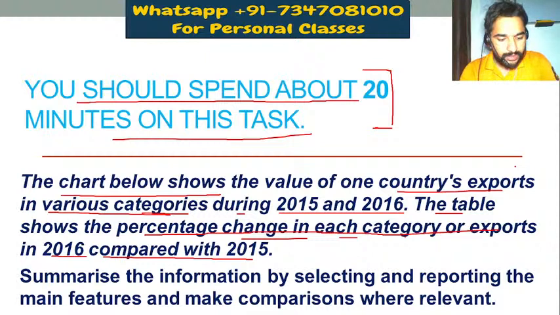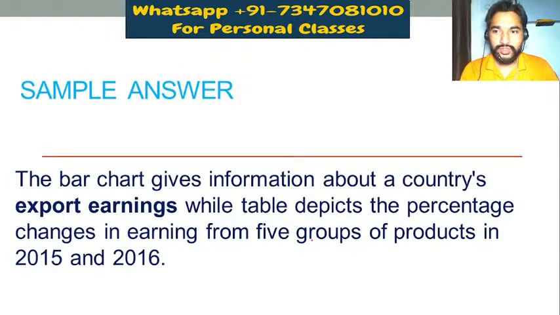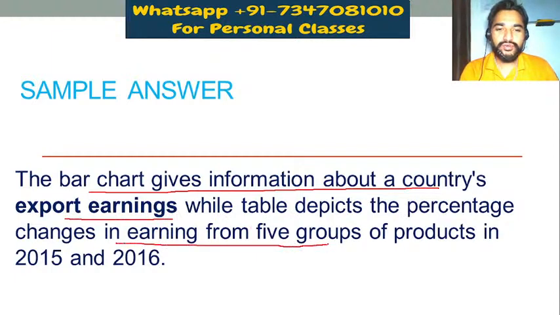Okay, Barsha said that line graph depicts the country export of variety of product within 2 years. Data is calculated in term of percentage, right? So it's not line graph, Barsha, it's bar graph, right? So we have bar graph and table, right? So in the introduction, bar chart gives information about a country's export earnings, while table depicts the percentage changes in earning from 5 groups of products in the years 2015 and 2016, right?